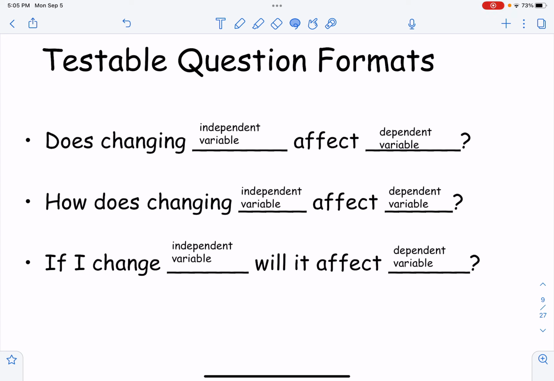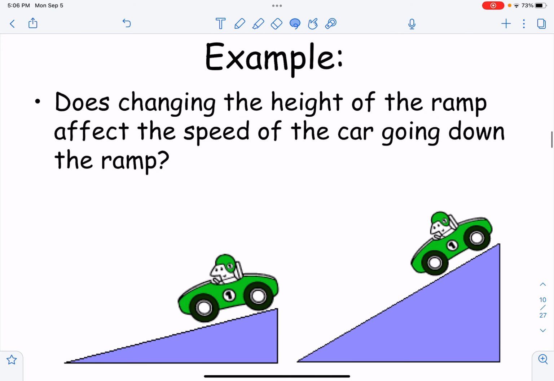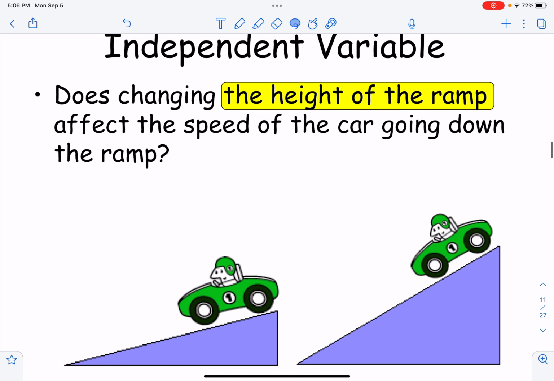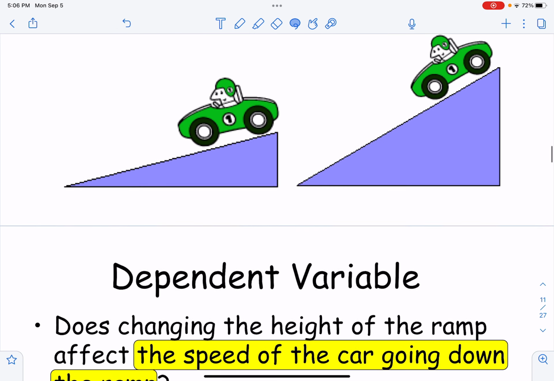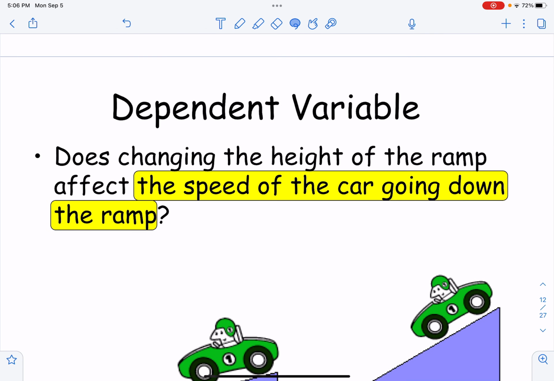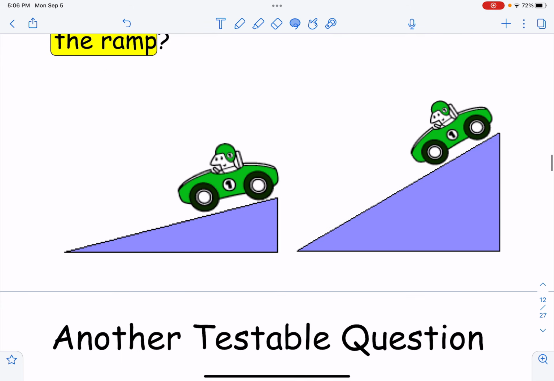So does changing the type of paper of a paper airplane affect how long it will stay in the air? So in our example of, does changing the height of the ramp affect the speed of the car going down the ramp? The independent variable is the height of the ramp. The dependent variable is the speed. This is what's being measured, and it needs to be numbers. So speed is a number. Time is a number. Length is a number.